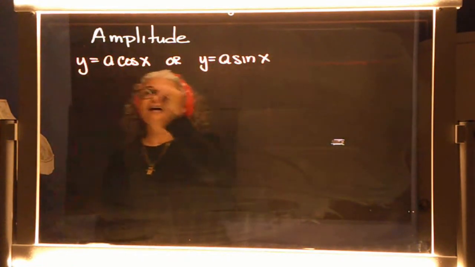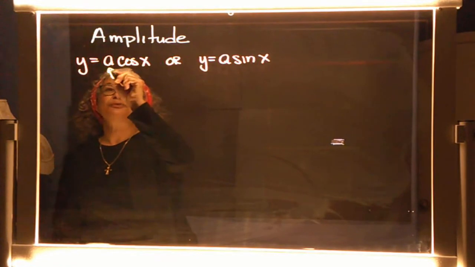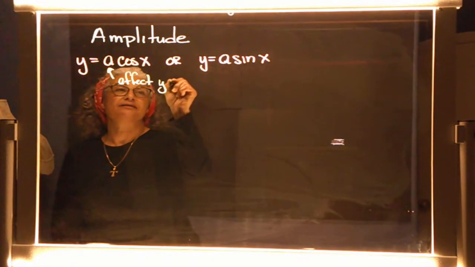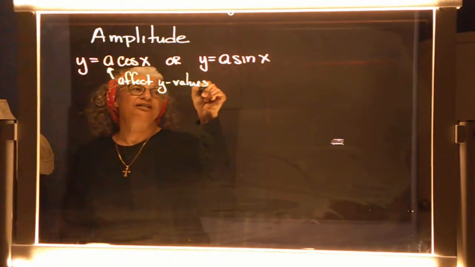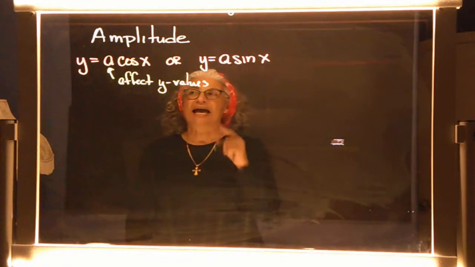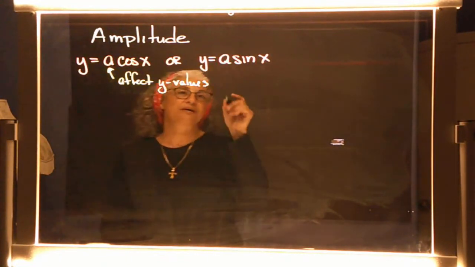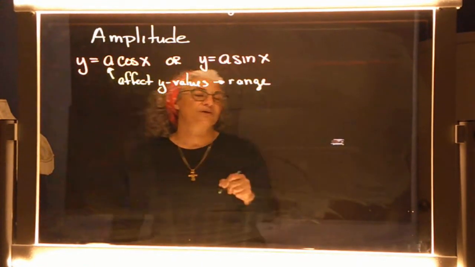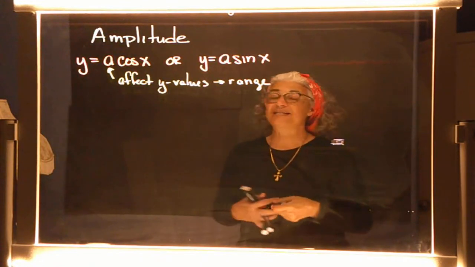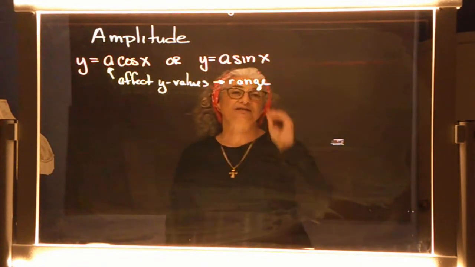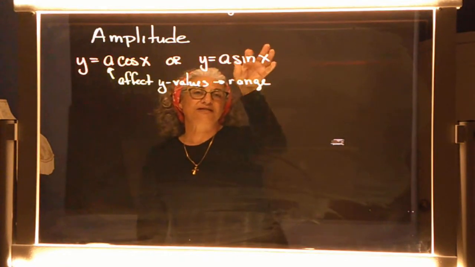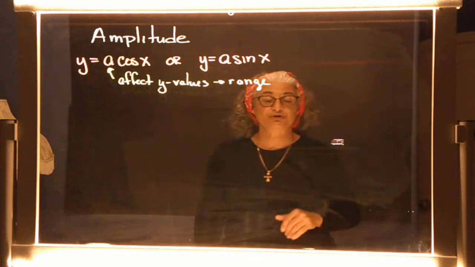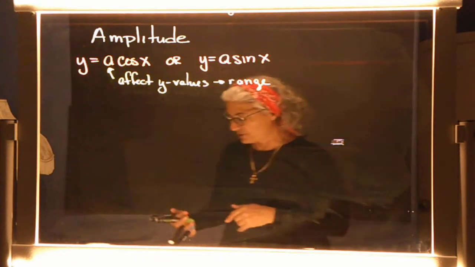It means that this a, this amplitude, is affecting the y. It's affecting your y values. And if it's affecting your y values, that means it's going to affect your range. So understand that. That a that is now in front is not attaching itself to the x. It's attaching itself to the entire function, which means it's affecting the y values, which means it's also going to affect your range. So let me give you an example.